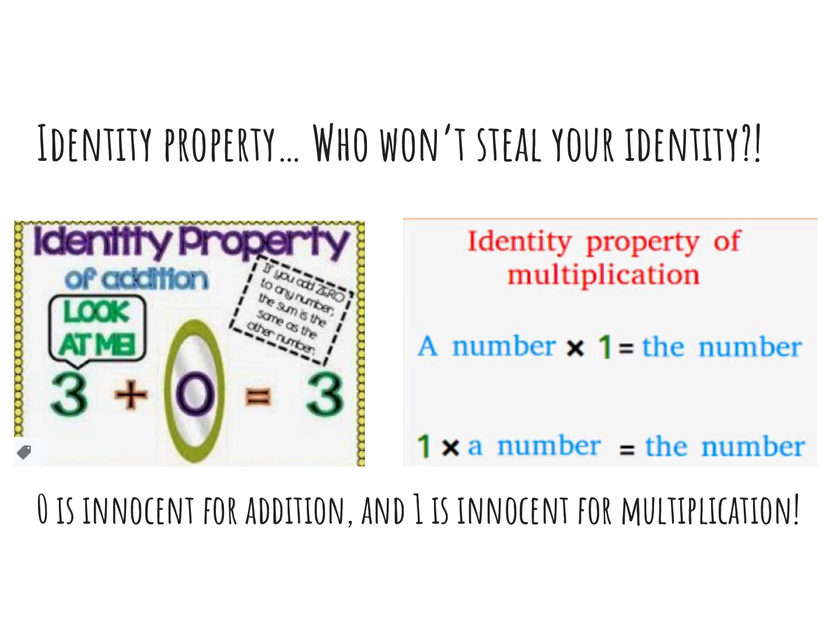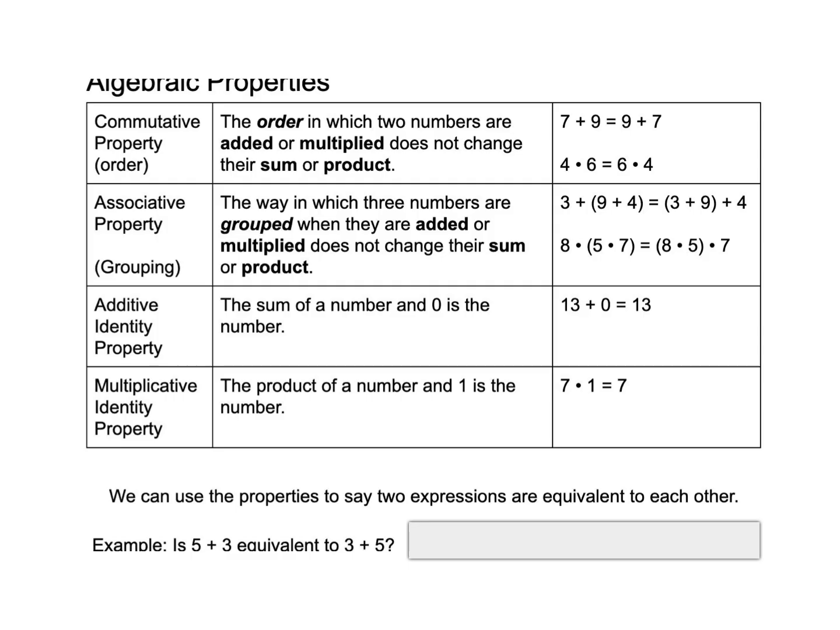They are called the identity property of addition and the identity property of multiplication. Let's look at some examples. Well, here are your notes. This is page 61. So I want you to go to your notes on page 61 in your notebook, and then you're going to do the problems on that page.